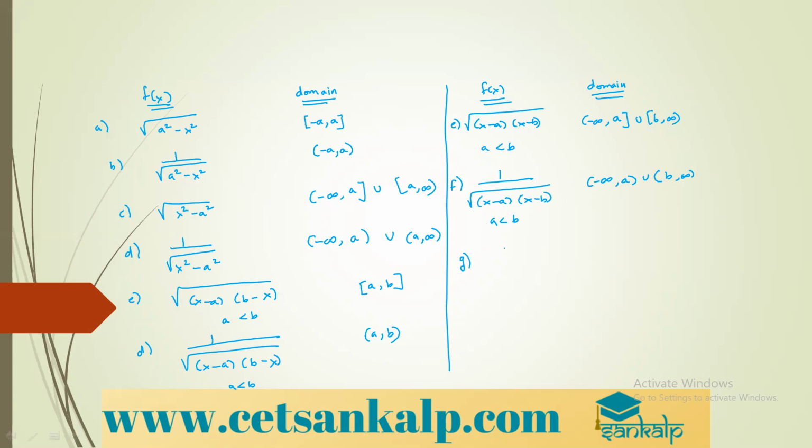Next kind of function: if you have square root of (x minus a) by (x minus b), where a is less than b, then the domain will be from minus infinity to a, union from b to infinity. I can't say that, I have to say between b and infinity. The next is if the function is square root of (x minus a) by (x minus b).